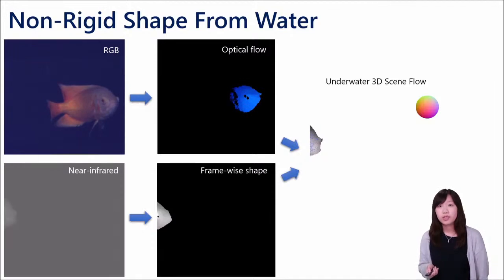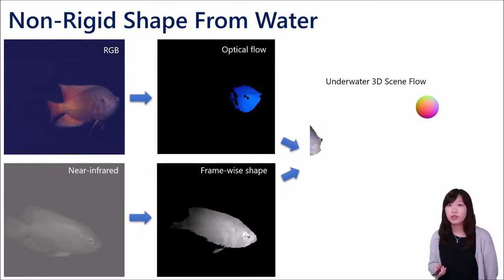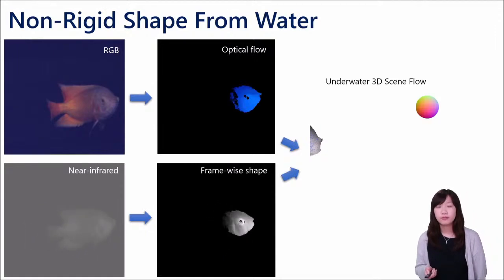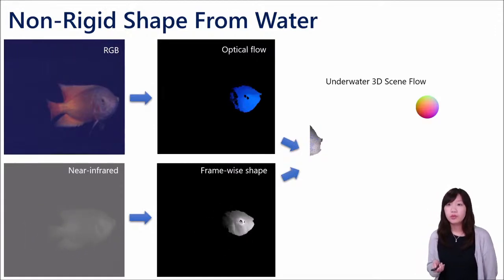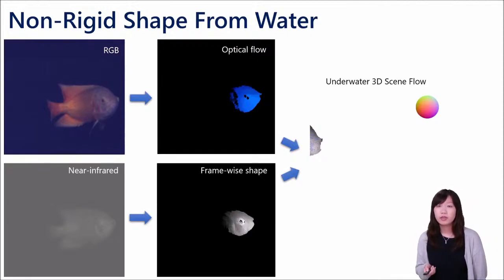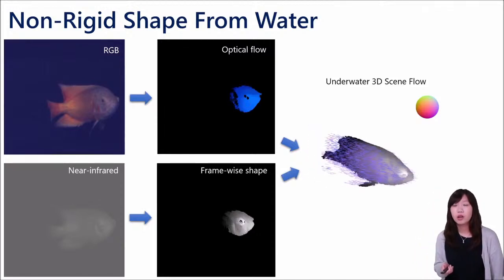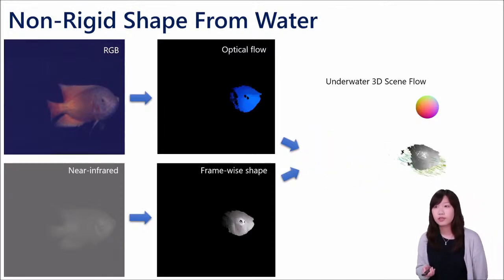As frame-wise 3D points are estimated by using 2 near-infrared captures from the same viewpoint, we can compute dense 3D scene flows across multiple frames in water by connecting recovered 3D points according to the estimated 2D optical flow vectors.